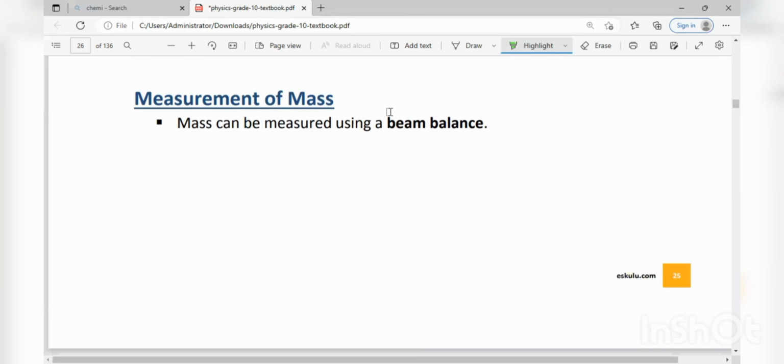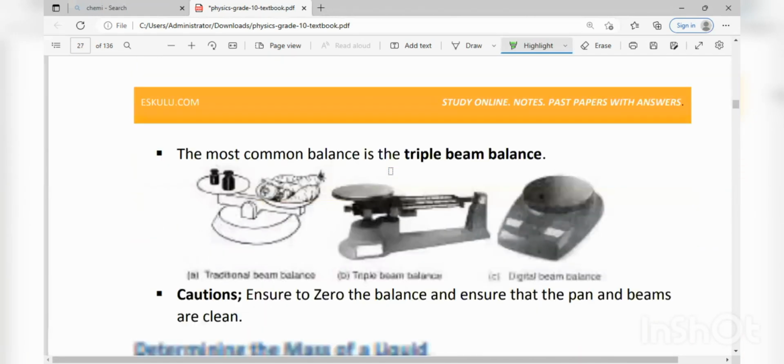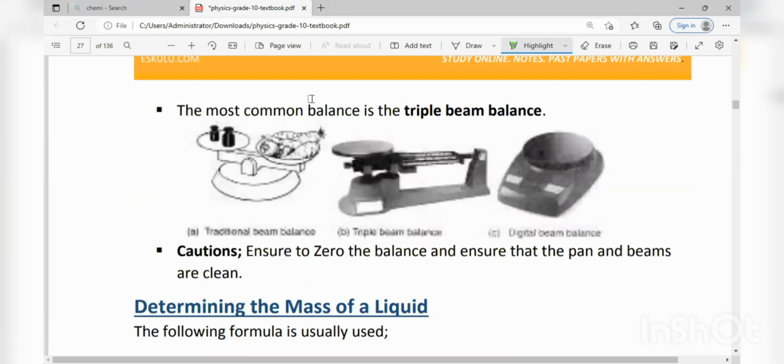Let's look at measuring mass. We use a beam balance to measure mass. So a beam balance is used to measure mass. The most common balance is the triple beam balance. The triple beam balance is the most common balance used to measure mass.